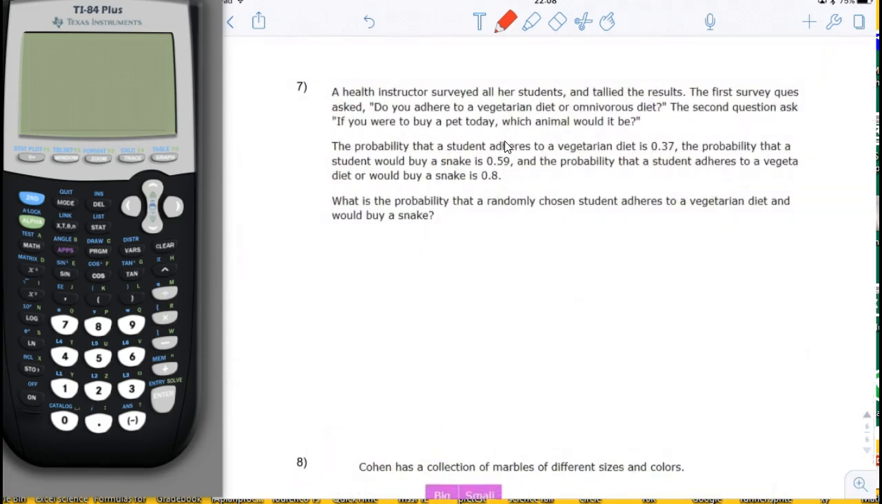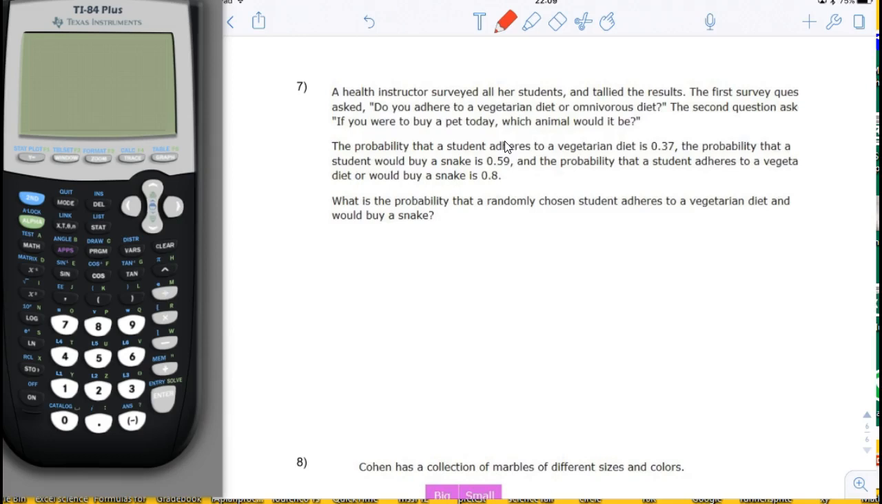7. A health instructor surveyed all her students and tallied the results. The first survey question asked, do you adhere to a vegetarian diet or omnivorous diet? Omnivorous. The second question asks, if you were to buy a pet today, what animal would it be?